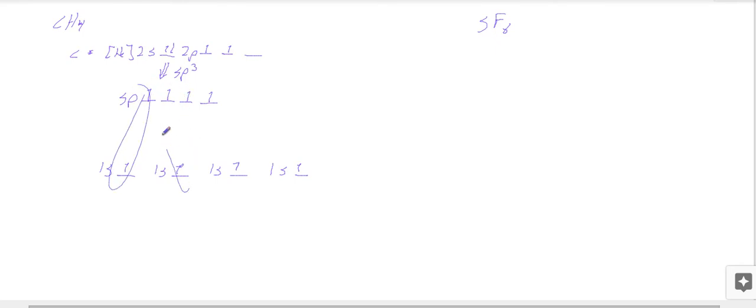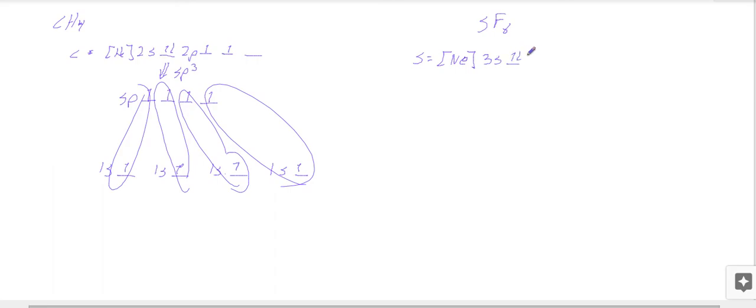So we have the 4 different sites that it can bond. Now, this whole mess here, we're not really interested in. We're just looking at how to write the hybridization. So if we do sulfur here, we have 3s2 and 3p4. One, 2, 3, 4, 5, 6 valence electrons on sulfur.